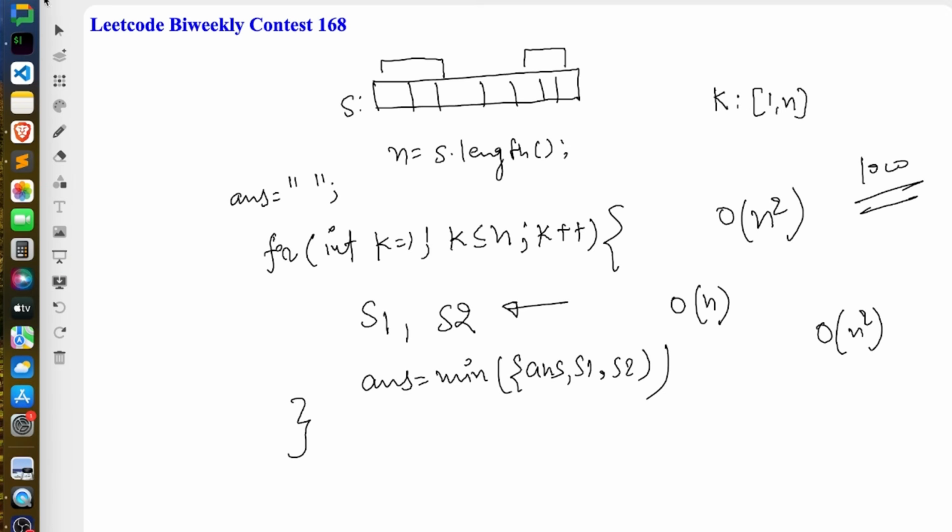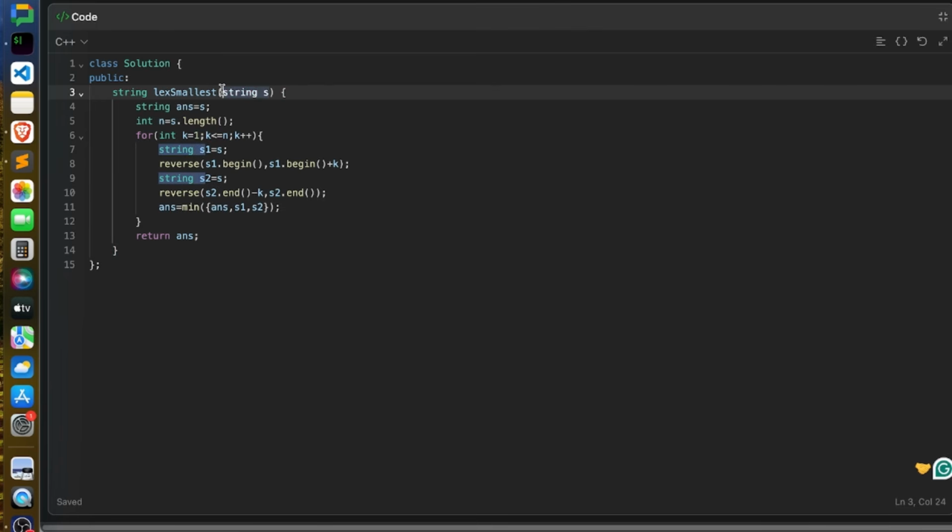Let's look at the code now. Here is the code. This is the given string s. So first we take the length, and then we go through each possibility of k, from 1 to n. Initialize your answer with s, because s is one of the possibilities.